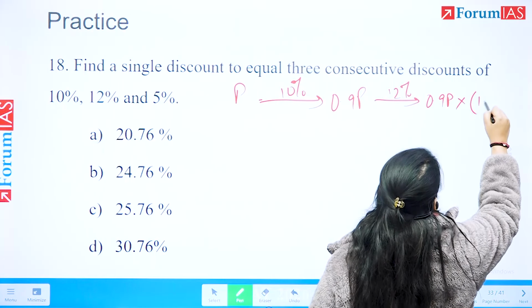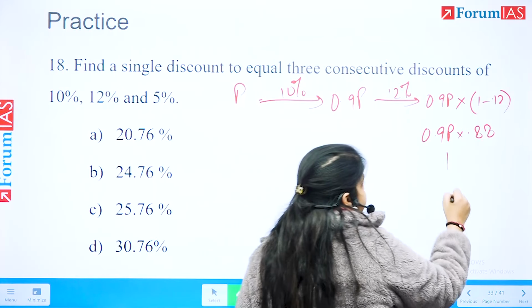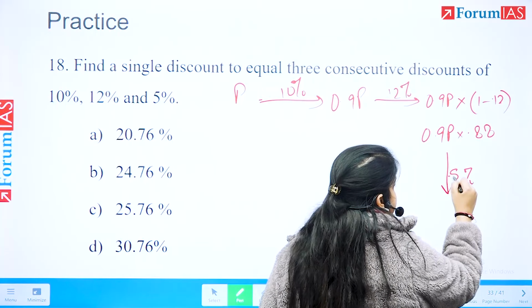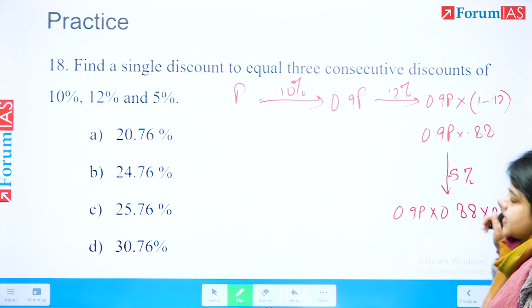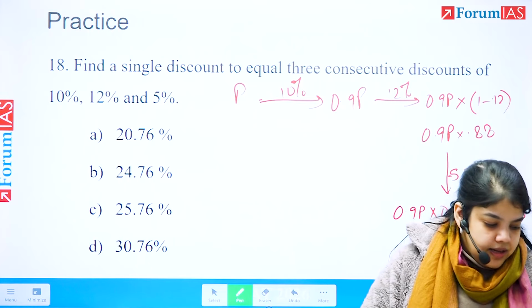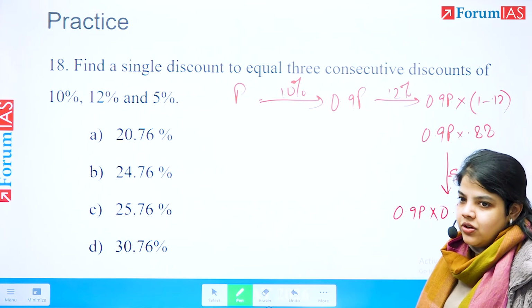पहले भी यही कर रहे थे. इसके ऊपर अगर हम 5% डिस्काउंट देते हैं, it is 0.9p into 0.88 into 0.95. Since it is being multiplied, the order is not important. Remember, order is not important because it is consecutive discount. एक के बाद एक के बाद एक. Okay? Order is absolutely not important.